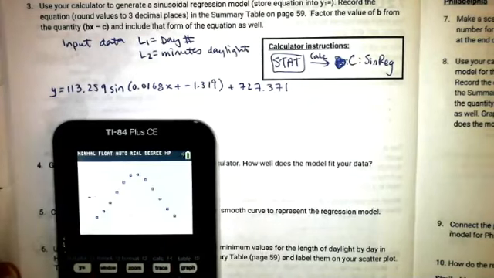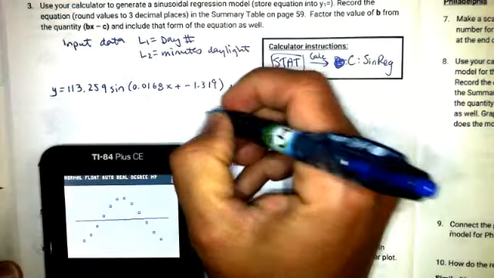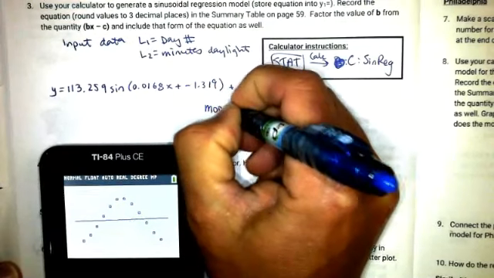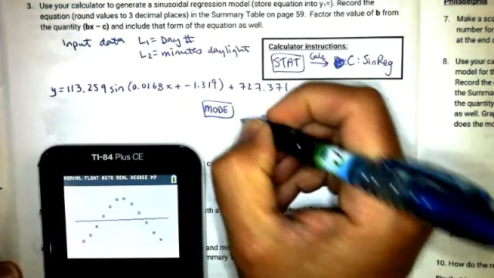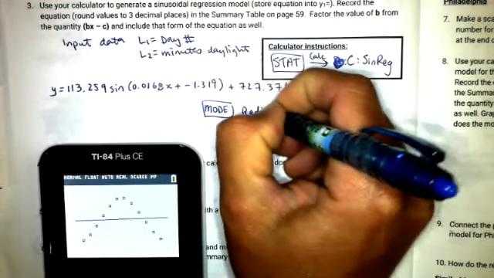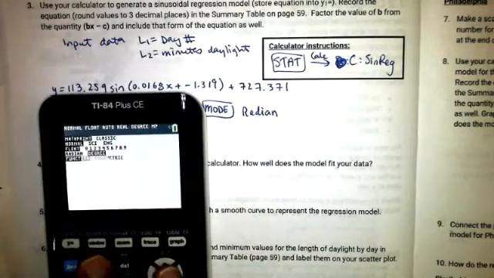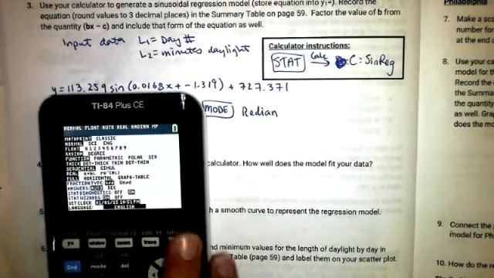So when we hit graph again, we will see something like this. There is probably something wrong here. We need to make sure that we are in mode. We are not in degree, as my calculator is in degree. We need to make sure we are in radian mode, which is the default setting. So you can hit mode and just go down a couple to radian, and when I re-hit that graph, now we have a good looking model.